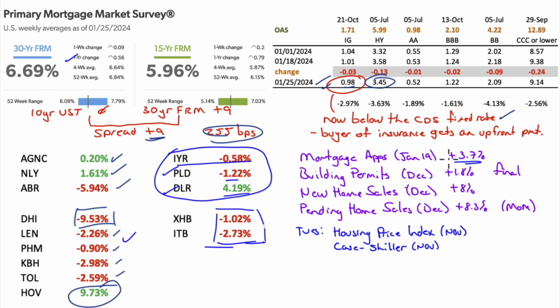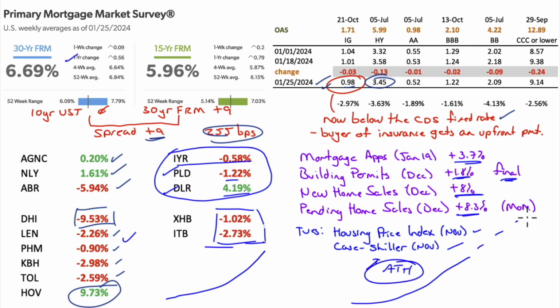Mortgage apps up 3.7%. Building permits up 1.8%. That was the final look for December. New home sales month over month up 8%. And pending home sales month over month again up 8.3%. Tuesday we get the housing price index for November and Case-Shiller. Remember, this is at an all-time high. Rates went from 0 up to 5%, and housing prices kept hitting new highs all the way through. Unbelievable. You're going to have to rewrite some sections of a textbook to account for some of these things.